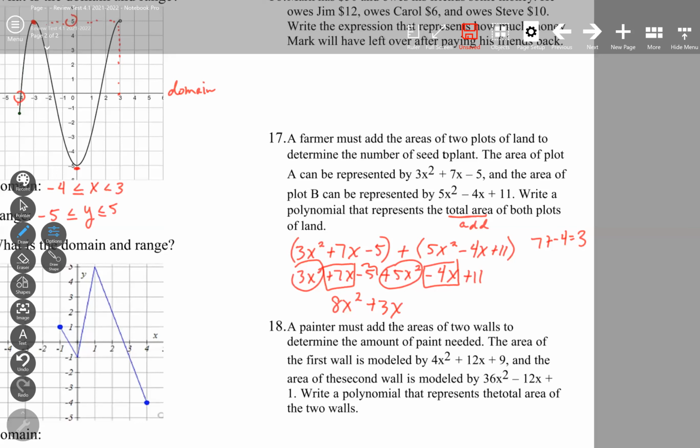And then finally, your constants, you have a negative 5 plus 11. So that would give you 6. So plus 6. And then check, is it in order: x squared, x, constant? Yes. So that's your answer. Again, why did we add them? Because it said total. Okay, total area.